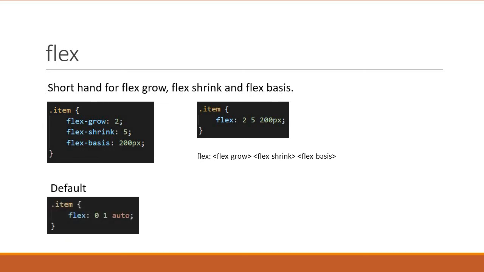By default, flex property has a value of 0, 1, auto. 0 for flex grow, which implies the items will not grow to fit the container. 1 for flex shrink, which implies the items will shrink when necessary. And auto for flex basis, which implies the width of the items depends on their content.